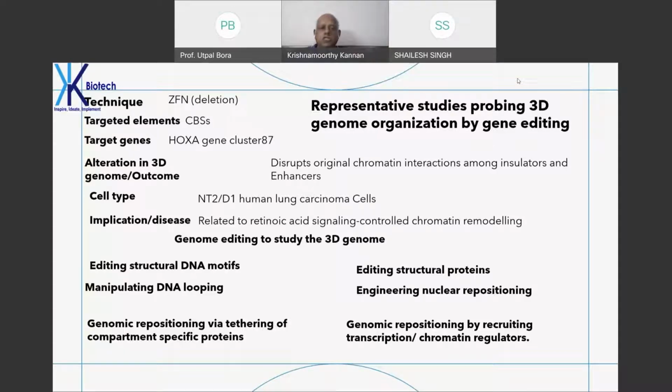So genome editing, to study the 3D genome, you can edit the structural DNA motif, manipulate DNA looping, edit structural proteins, engineer nuclear repositioning, genomic repositioning by tethering a compartment-specific protein, genomic repositioning by recruiting transcription and chromatin factors. So there are so many ways to do it. It's quite a complex subject, and I'm sure the rest of the speakers will talk about some of them in great detail with a specific example.